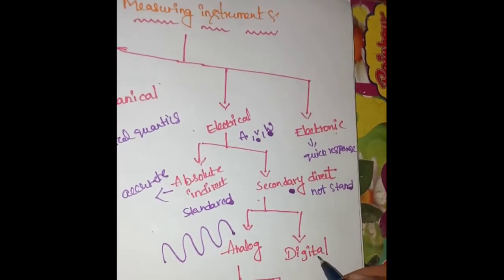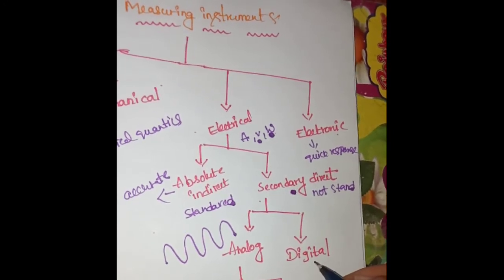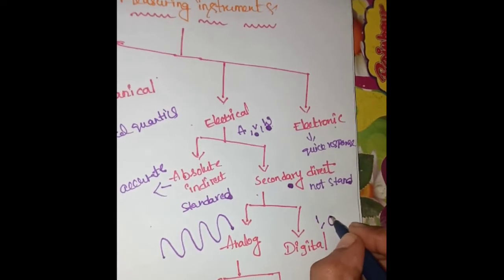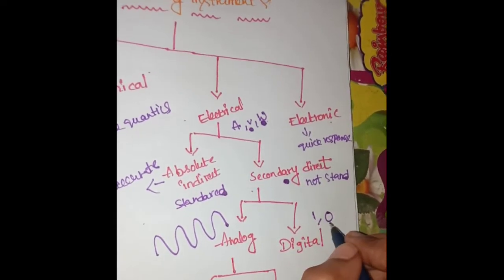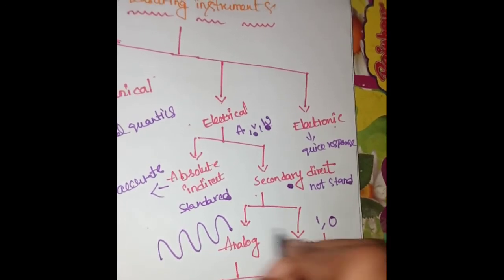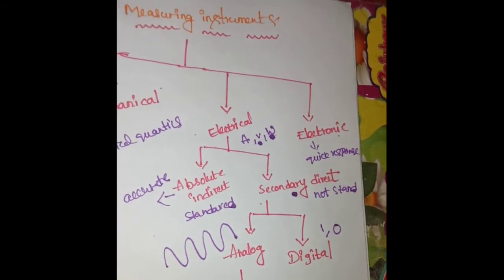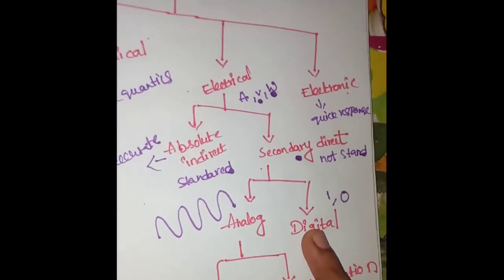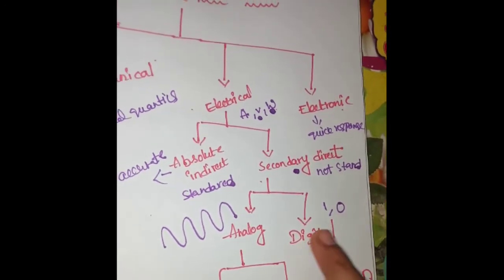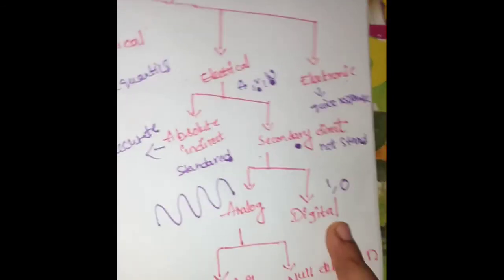Digital instruments give the output in numerical form. That means ones and zeros. Numerical form is nothing but ones and zeros. The instrument is more accurate as compared to analog instruments. So no human error occurs in this reading. So the digital instrument is better than the analog instrument.